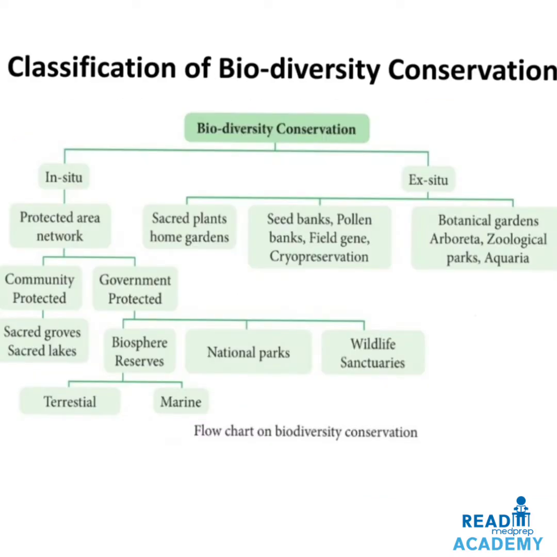Now, let us move on to the classification of biodiversity conservation. It is of two types, in situ and ex situ. In situ is where the protected area network is used, which includes community protected areas, sacred groves and sacred lakes, and government protected areas like biosphere reserves, which may be terrestrial or marine, national parks and wildlife sanctuaries. Ex situ biodiversity conservation includes sacred plants and home gardens, seed banks, pollen banks, field gene banks, cryopreservation, botanical gardens, arboreta, zoological gardens and parks, and aquaria.